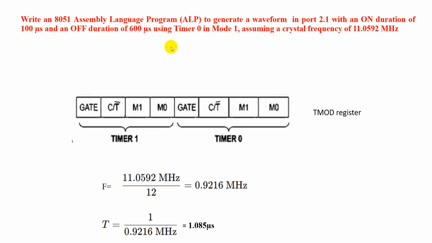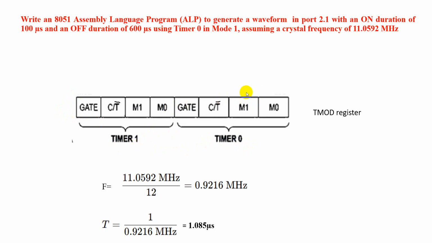First of all, we know how to configure the timer mode register. In 8051 we have two 16-bit timers available. One is timer 0, another one is timer 1. So totally there are mode 0, mode 1, mode 2 and mode 3. Totally 4 modes are available.